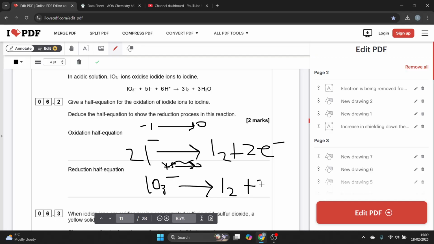Okay, so I need 3 oxygens on the right hand side, so that's 6H plus. First things first, I need to add a 2 here. Then I've got 6 oxygens, so I need to add 6H2O. Then I've got 12 H plus, so I add 12H plus here. Everything is balanced except for charge, so I need to add 10e minus. So 2IO3 minus plus 12H plus plus 10e minus gives I2 plus 6H2O.